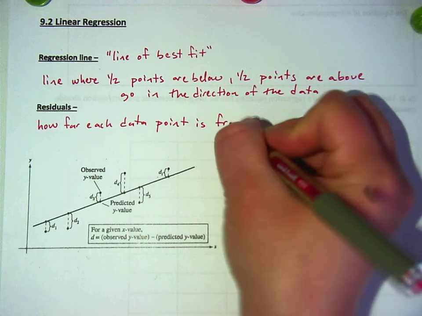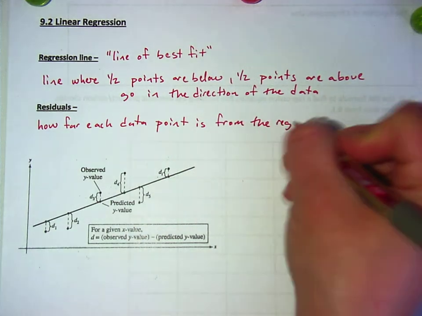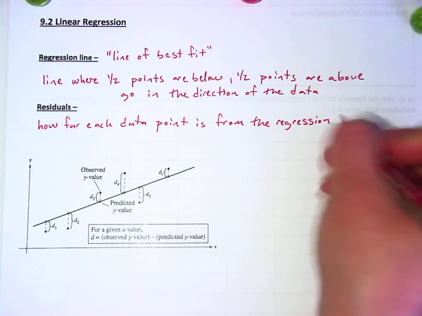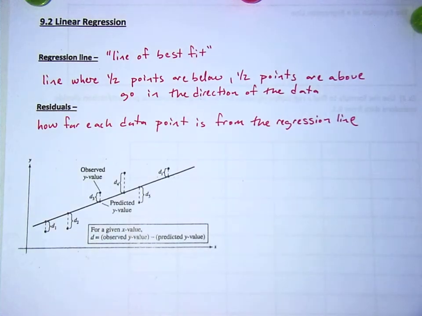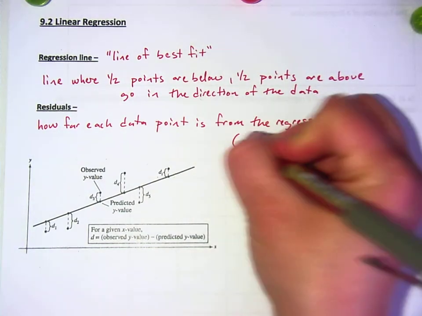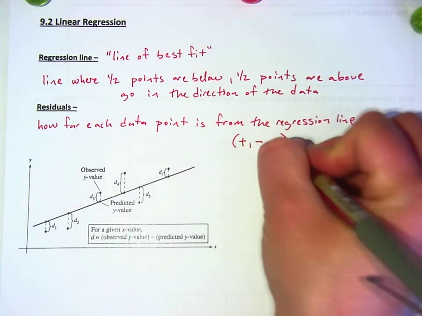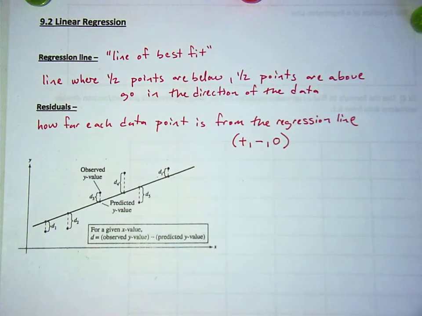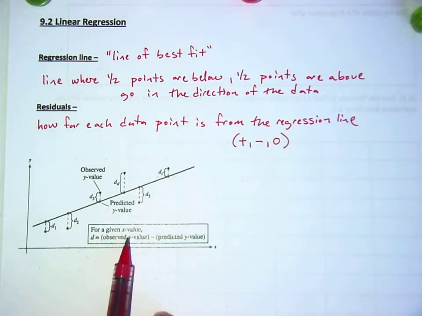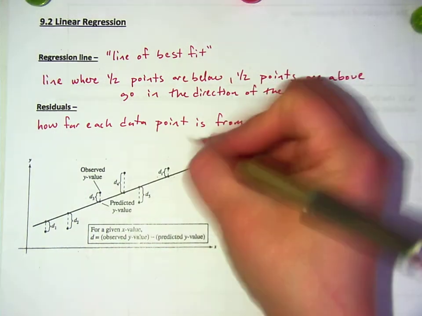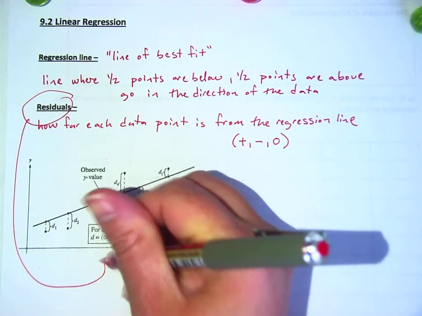Residual is how far each data point is from the regression line. Residuals can be positive or negative or zero. For a given x value, you take the observed value and subtract the predicted value. So that's the formula for residuals.